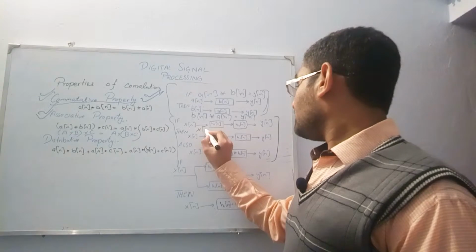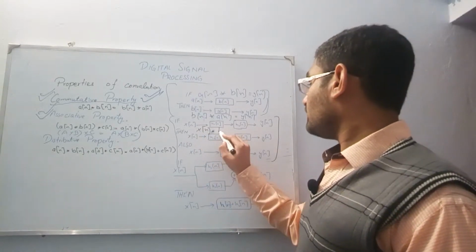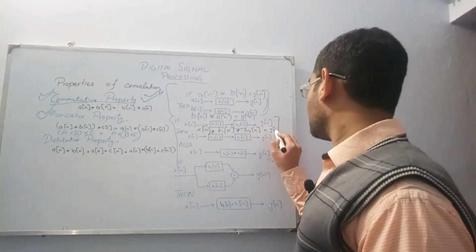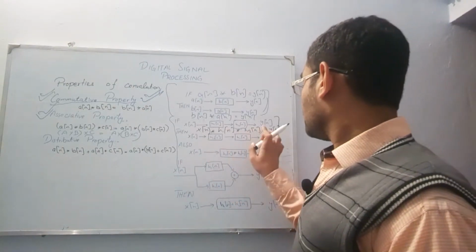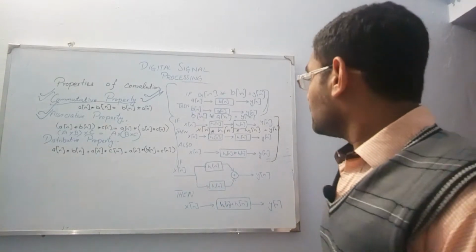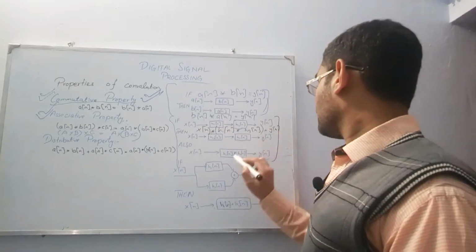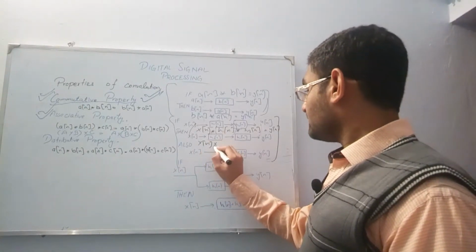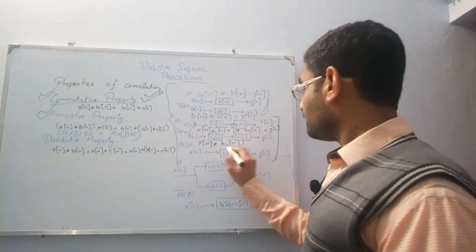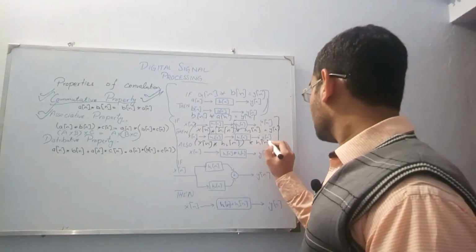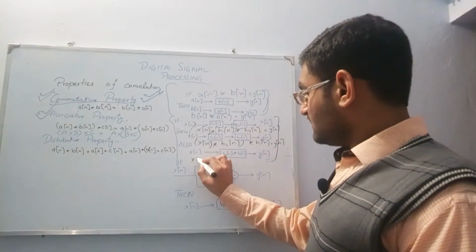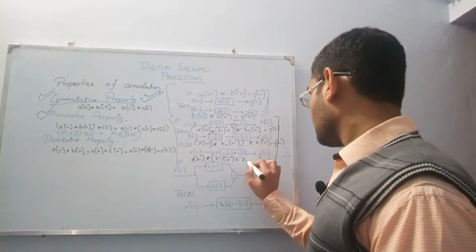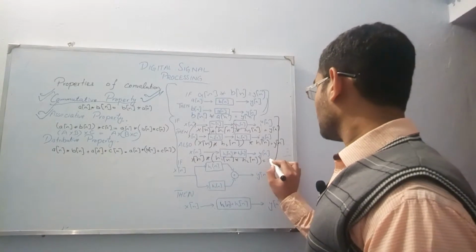As you can see, x of n in convolution with h1 of n, into h2 of n is equal to y of n. Similarly, x of n, h2 of n, h1 of n is equal to y of n.